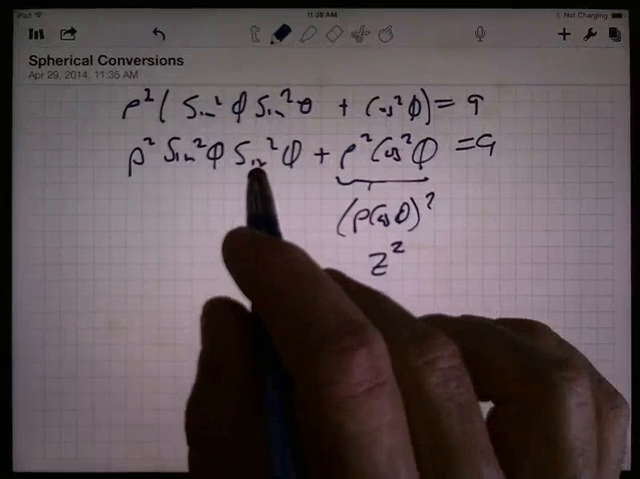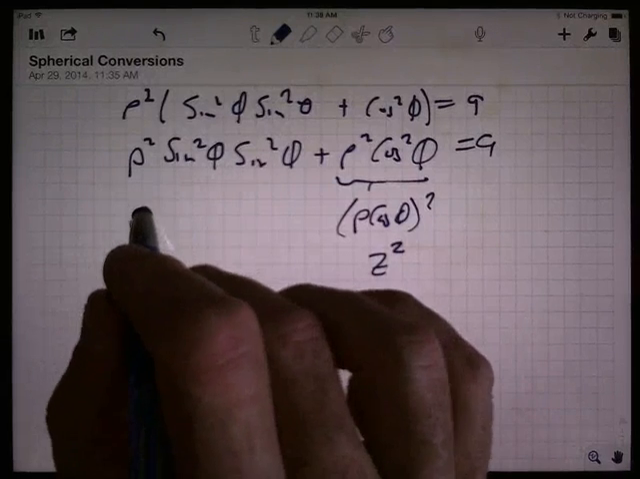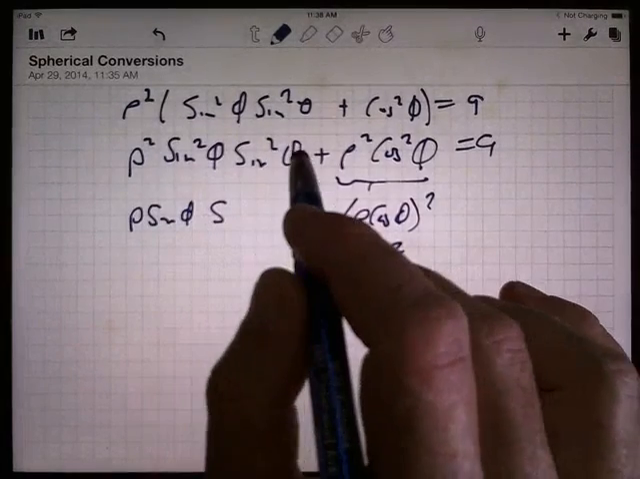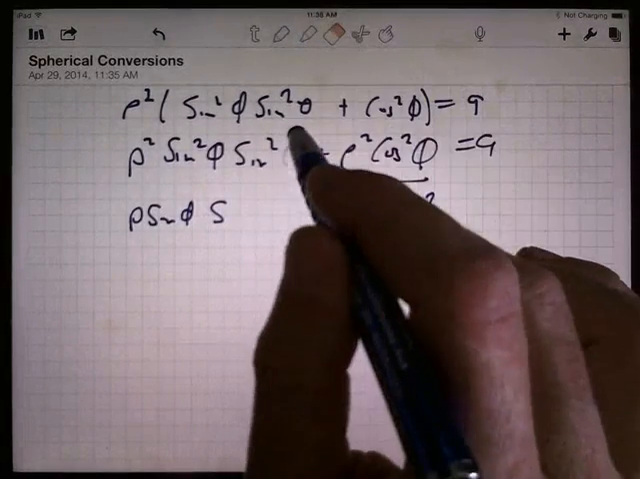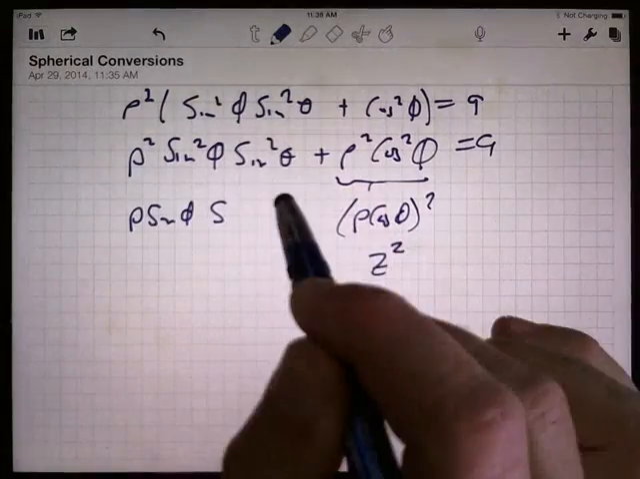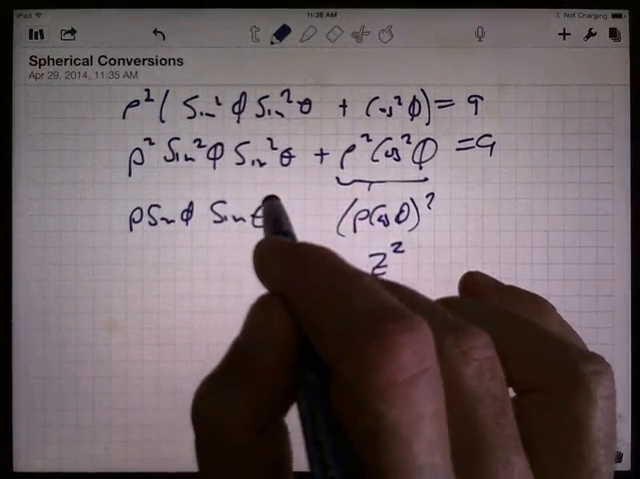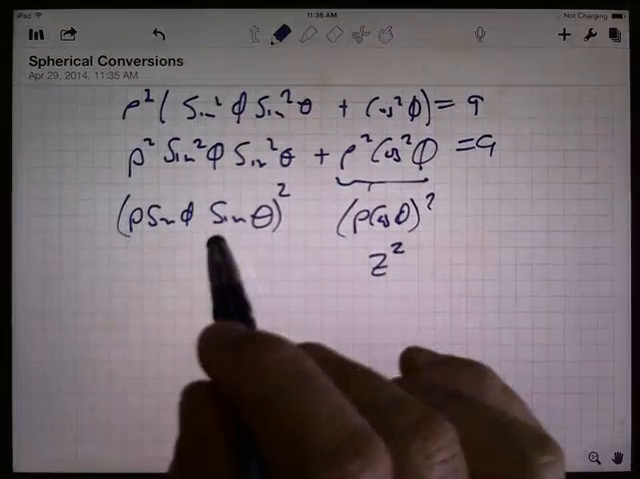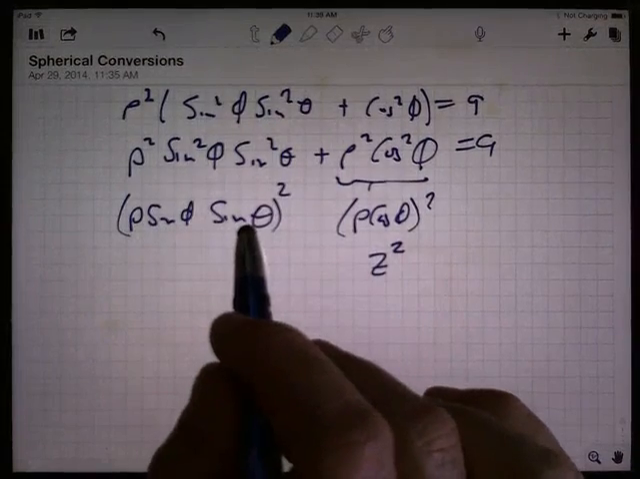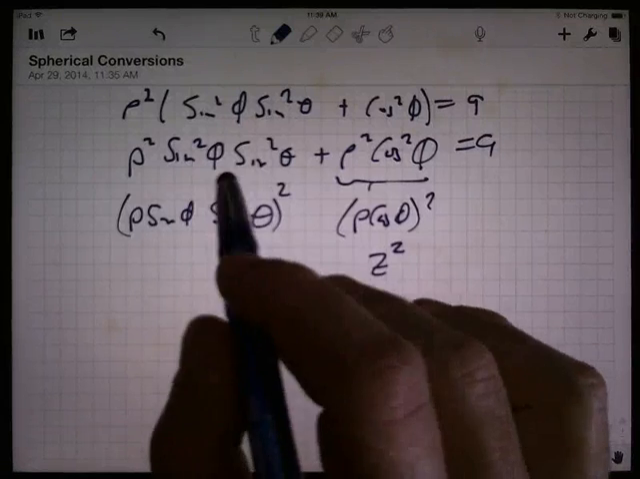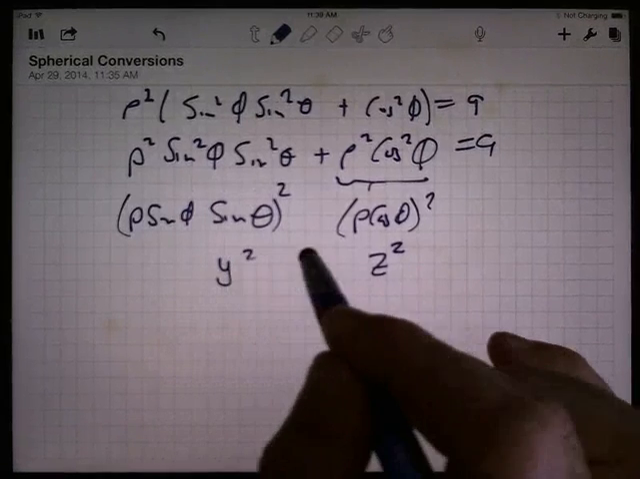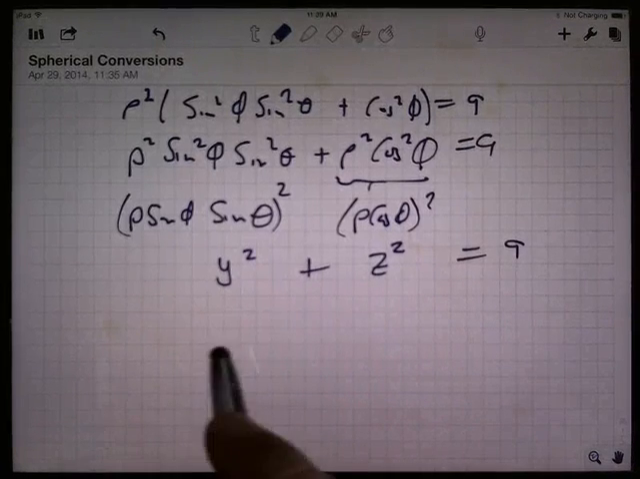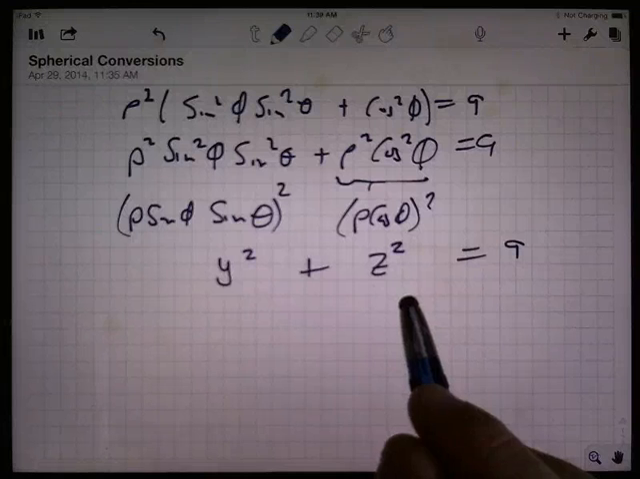Likewise, here I see the rho sine phi, which was the r, but then times the sine of theta. That whole thing's squared. So this is the r times sine theta, that's y. So what I have here is y squared plus z squared equals 9, and that's a cylinder.